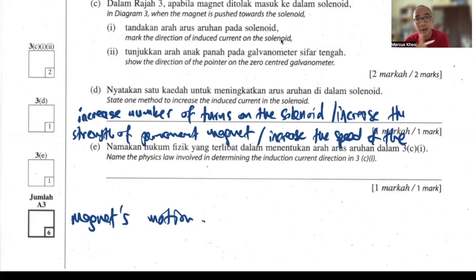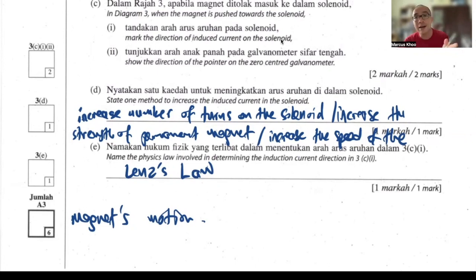Induction current direction is Lenz's law. Again, be aware of the spelling, L-E-N-Z. Of course, the most important thing is to differentiate between Faraday's law and Lenz's law. Faraday's law is how to make the current bigger. It is directly proportional to the rate of change of flux. Lenz's law is how to determine the direction of the current.